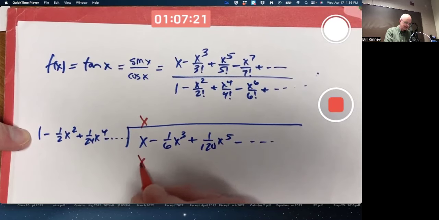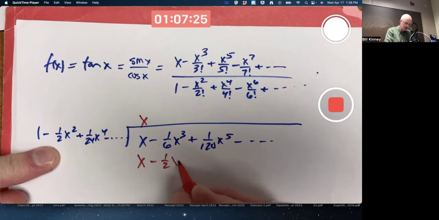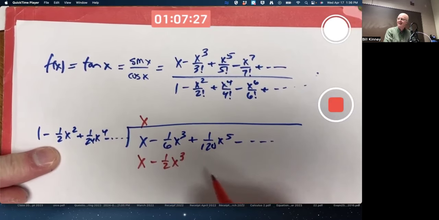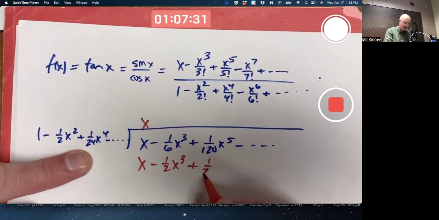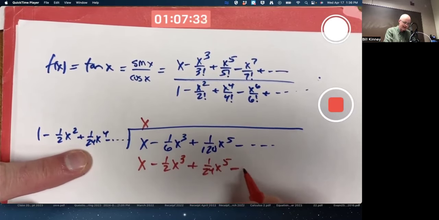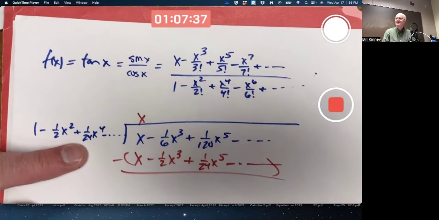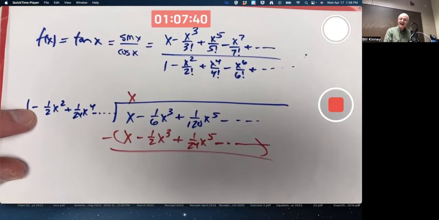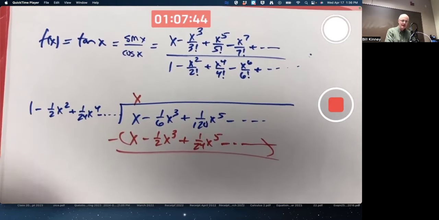X times 1 is x. X times negative 1/2 x squared is negative 1/2 x cubed. Line up the x cubes. X times that is going to be plus 1 over 24 x to the 5th. Line up those x to the 5ths. Subtract. The x's cancel.